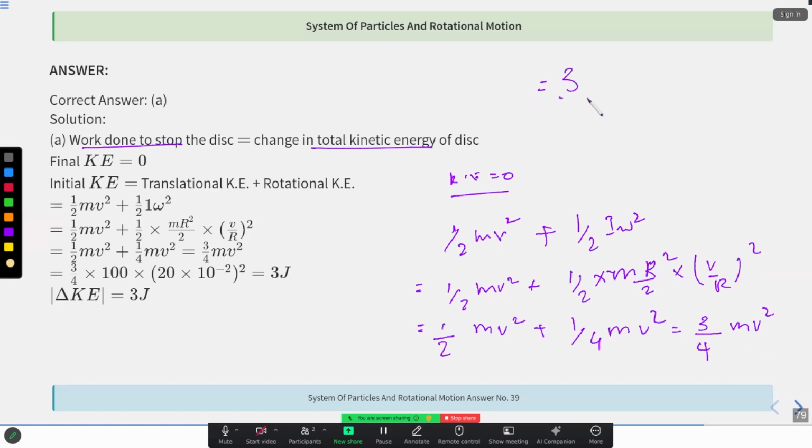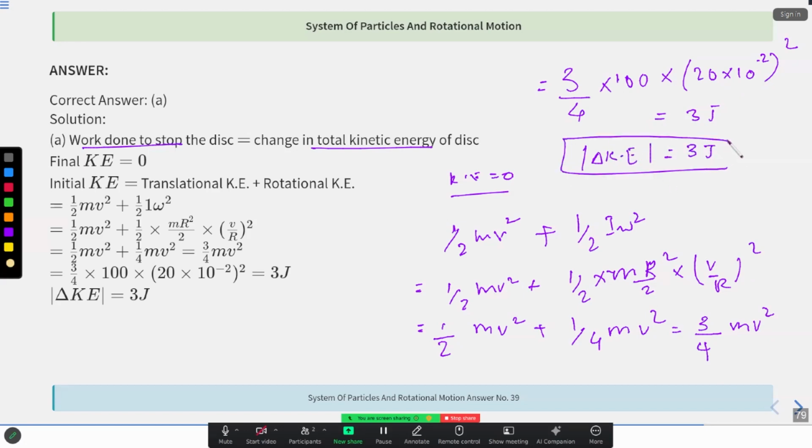So 3 by 4, what is m? 100. V square is 20 into 10 to the power minus 2, as it is in centimeters. So 3 joule. Change in kinetic energy was 3 joules.